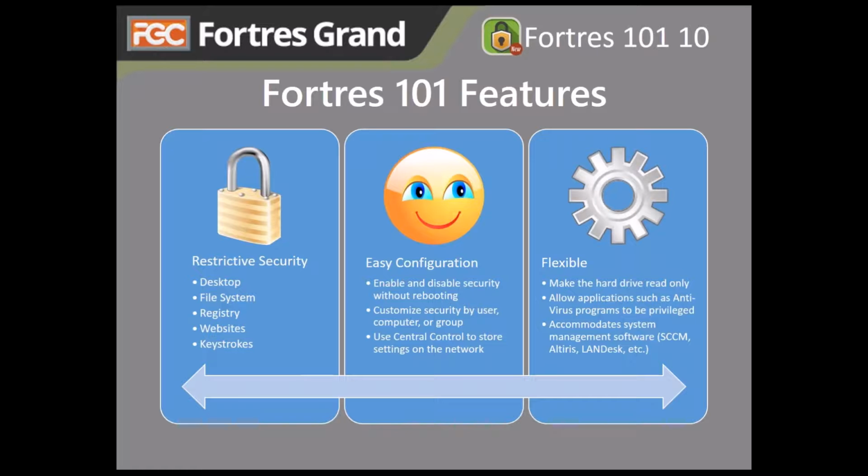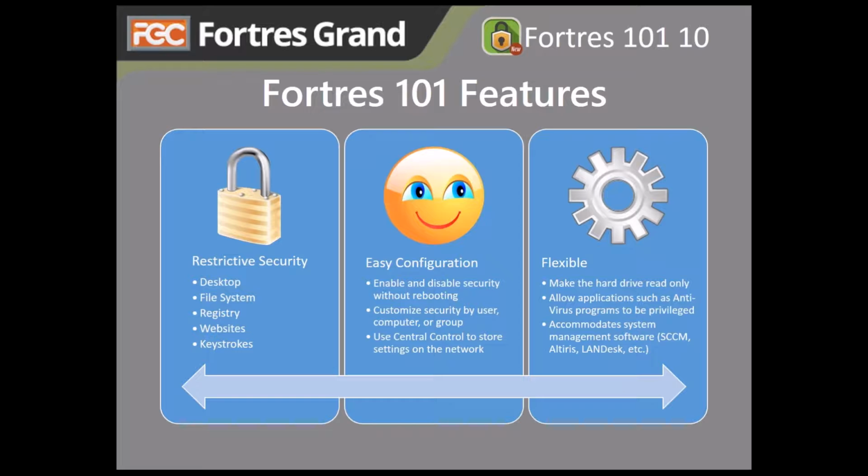Fortres 101 is restrictive security. Clean Slate is our non-restrictive security product that lets users do whatever they want and clean up the changes when they log off. Fortres 101, on the other hand, is restrictive security that allows you to lock down elements of the desktop, the file system, the registry, websites, and also block keystrokes. And by locking down these different areas, you're able to preserve the state of the machine for your public access users. The configuration of Fortres 101 is fairly easy.